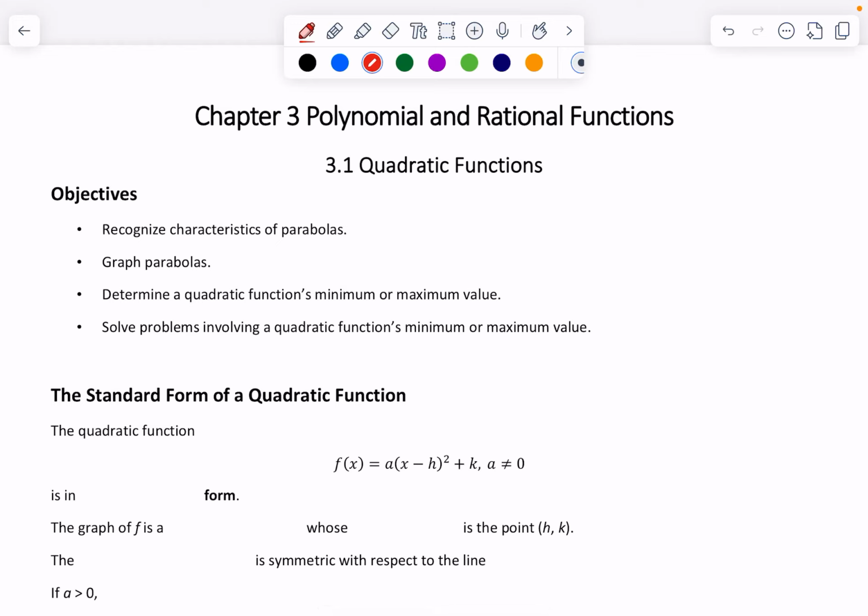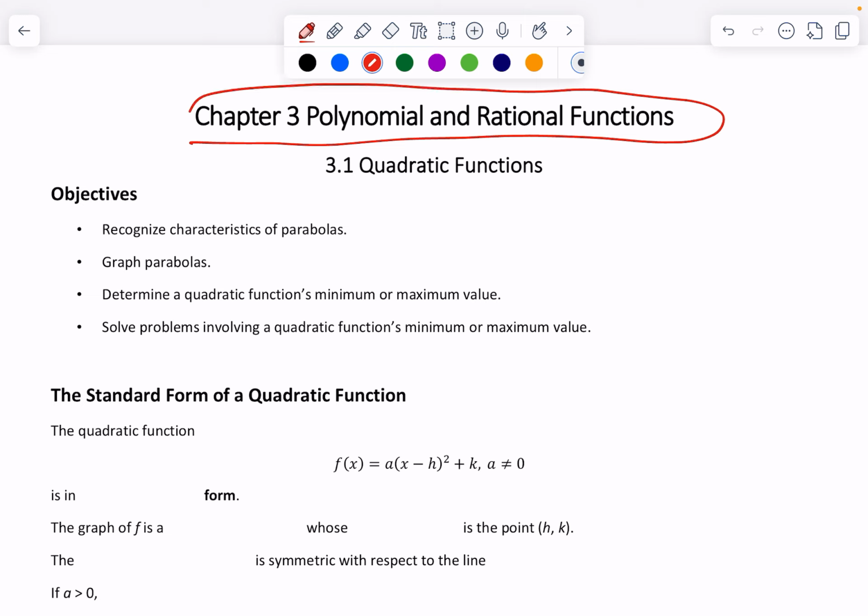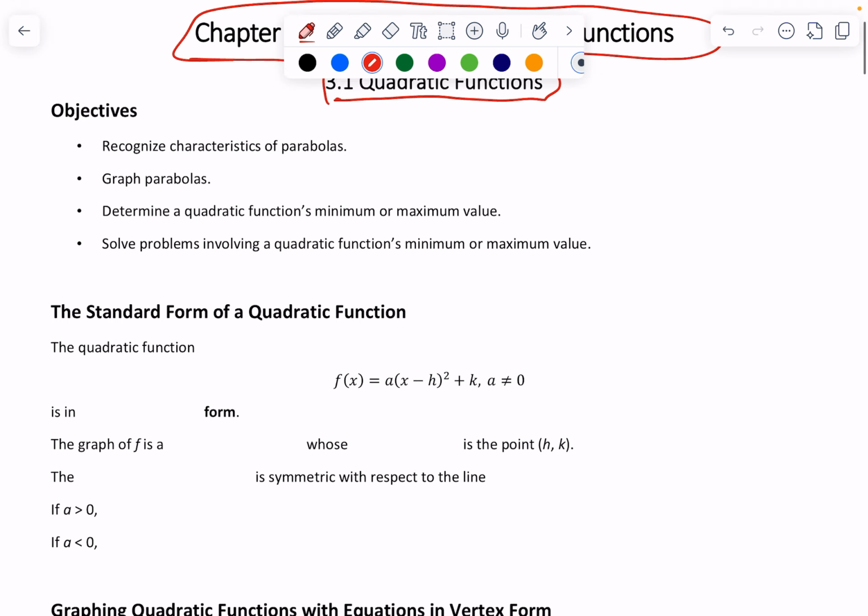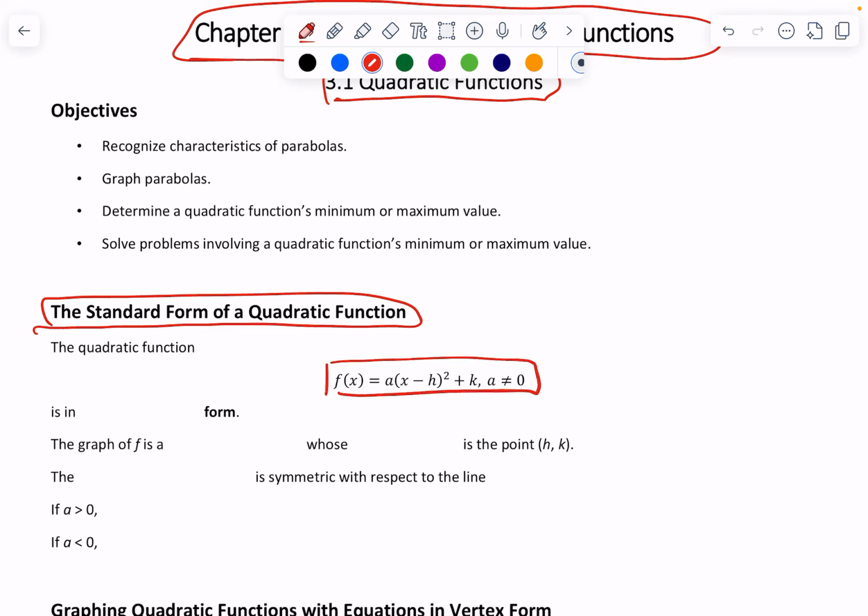Hello. So now we're starting chapter 3, polynomial and rational functions. And we're going to start with quadratic functions. I know that we talked about them a little bit, but we're going to actually go deeper into what a quadratic function is now. So the standard form of a quadratic function is f of x equals a times (x minus h) squared plus k. A cannot equal 0. So this is in vertex form.